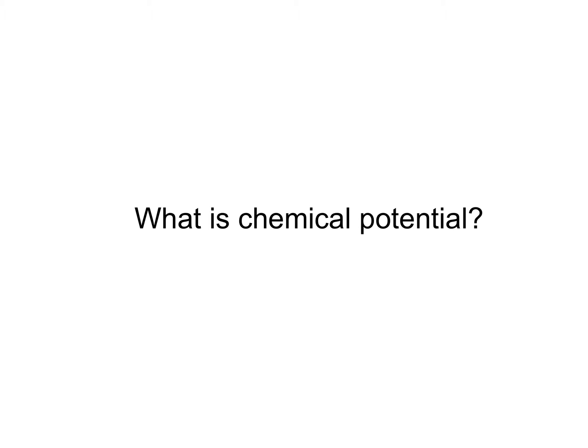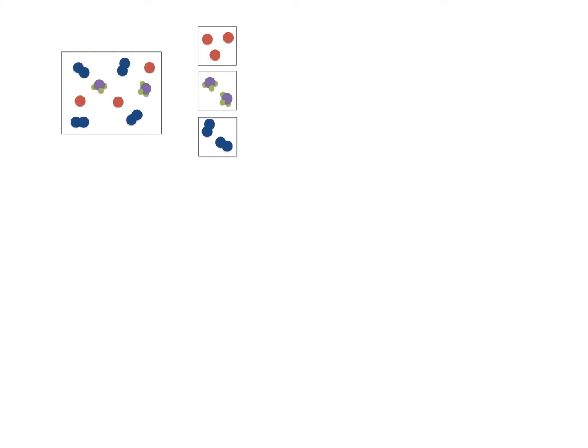As we begin to talk about systems with more than one phase and more than one component, or more than one chemically distinct species, the concept of chemical potential will become very important. So let's take a look at what chemical potential is. The chemical potential is most easily understood in terms of the Gibbs free energy of a system.